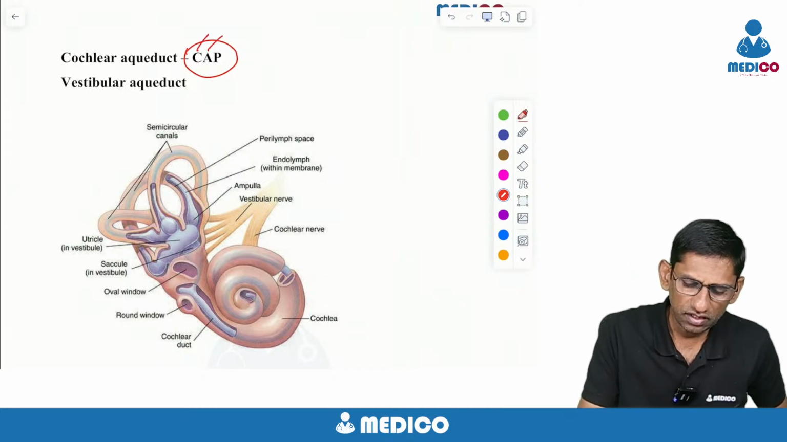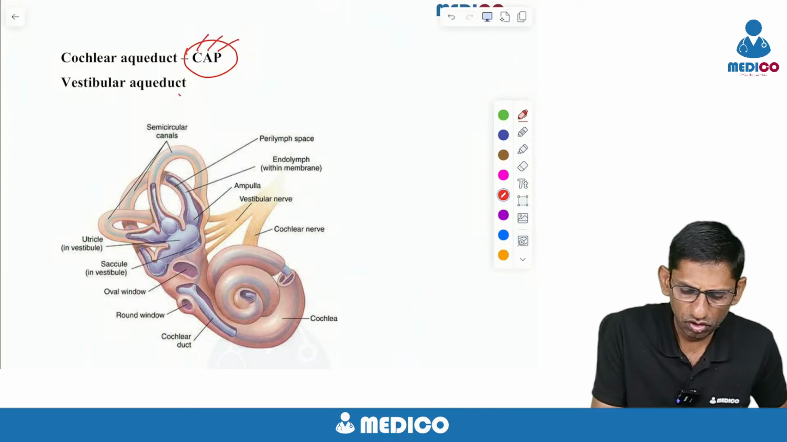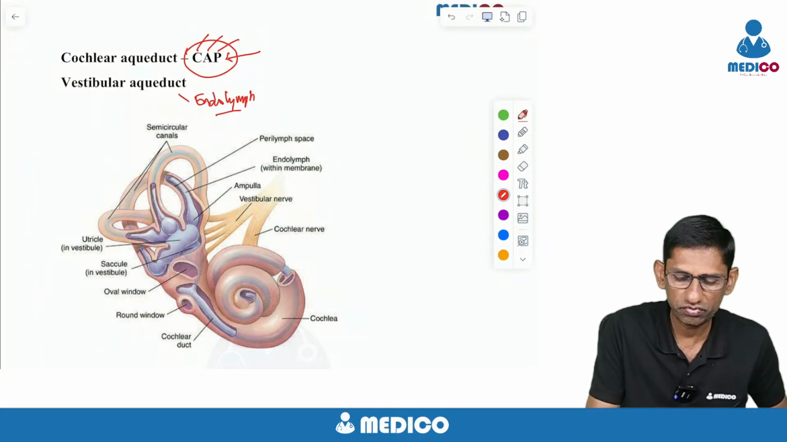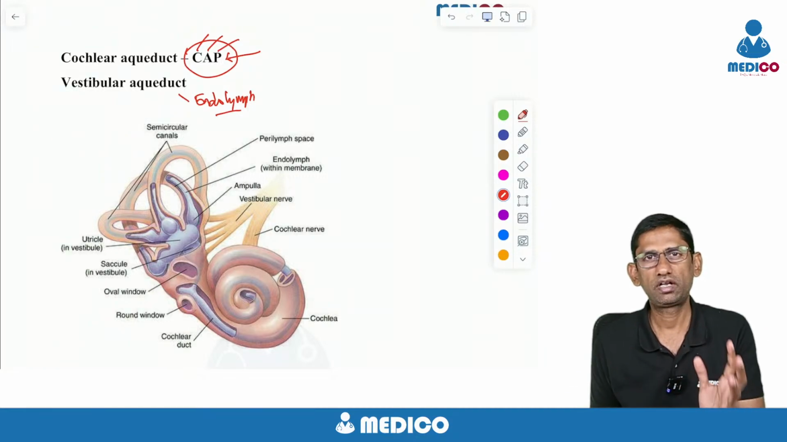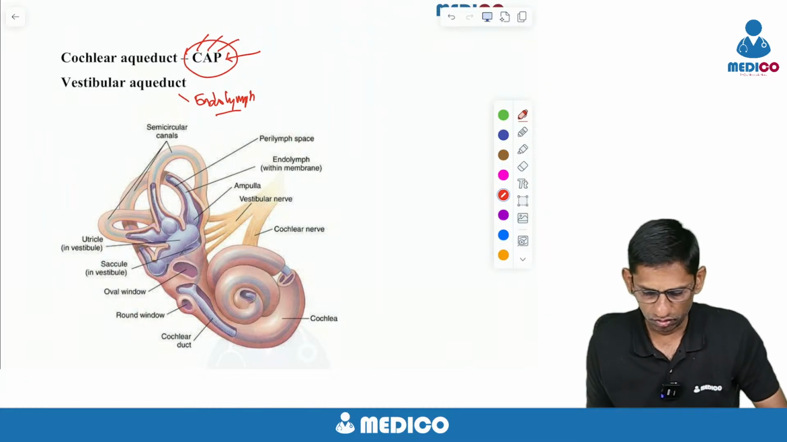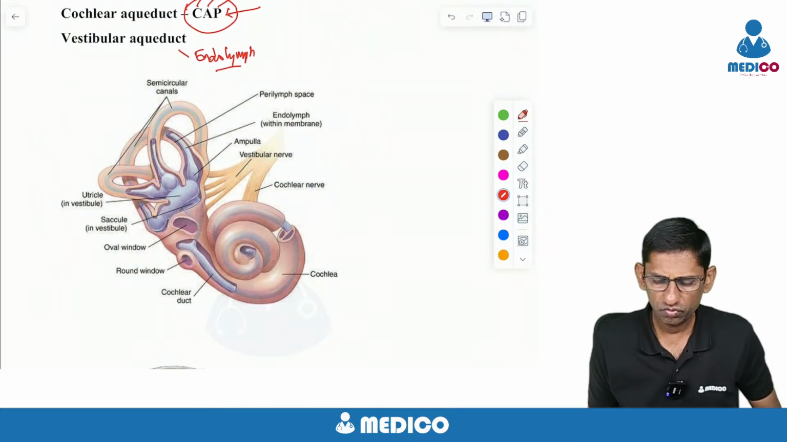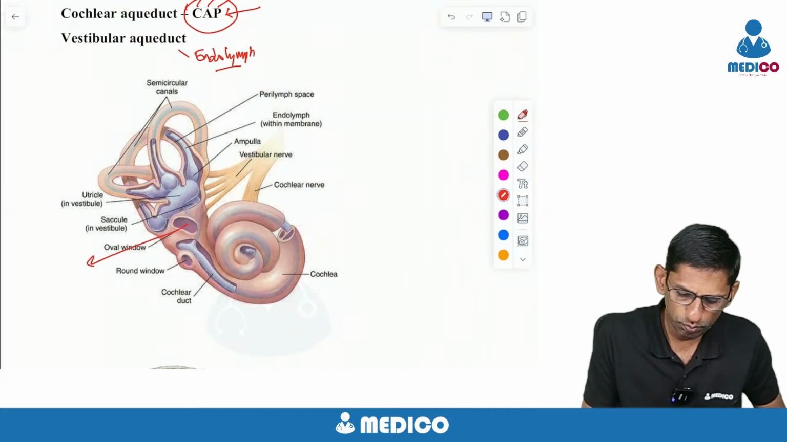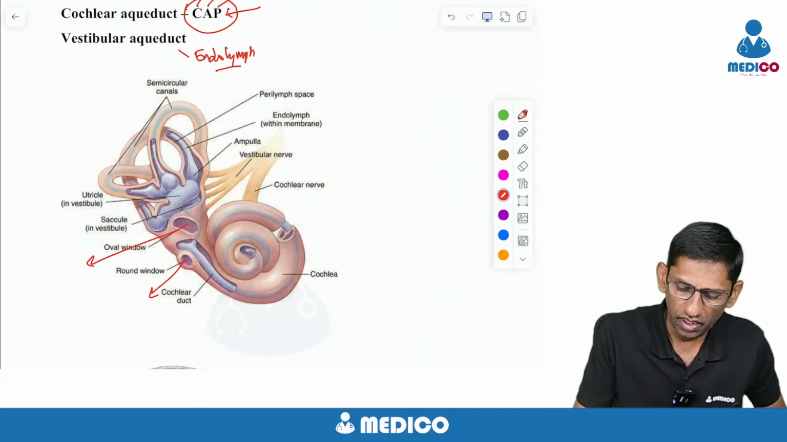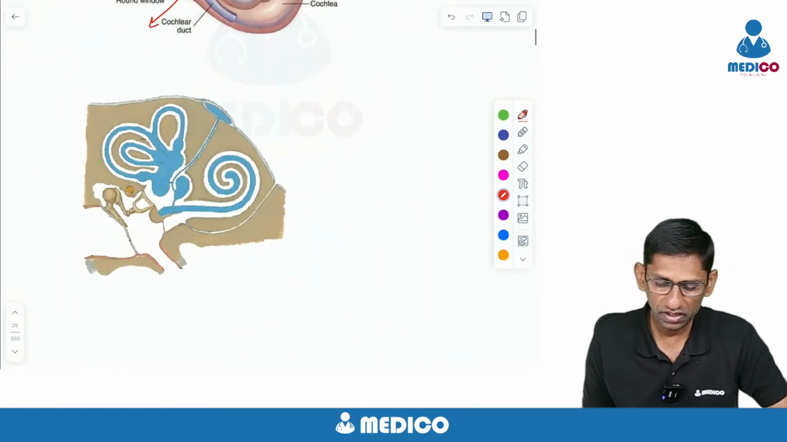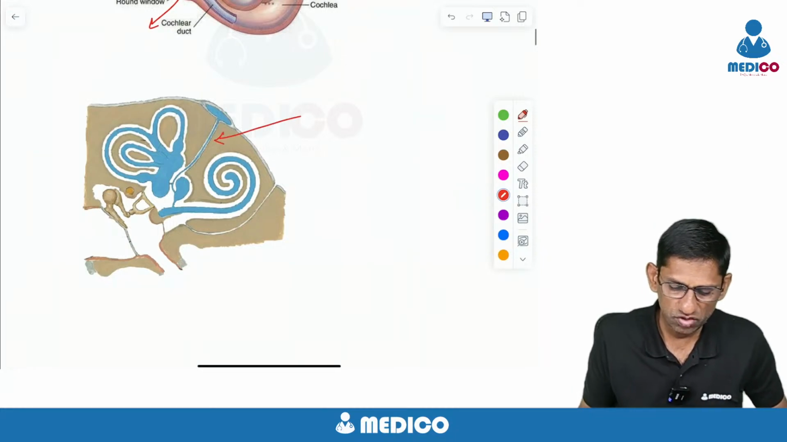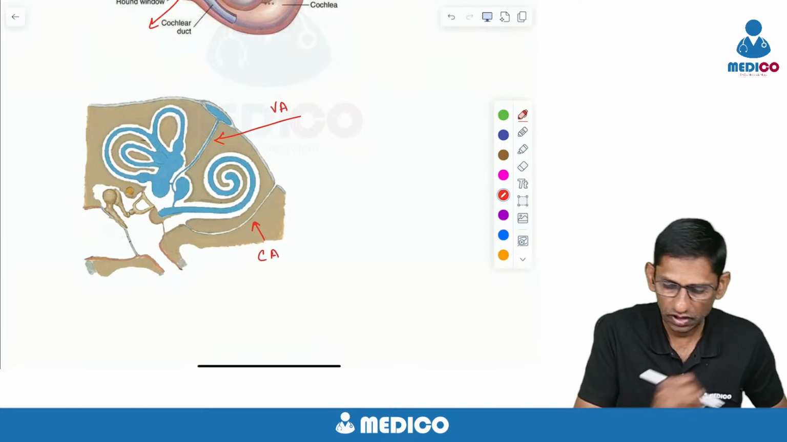Cochlear aqueduct carries perilymph, and the vestibular aqueduct carries endolymph. That's what CAP means. So the cochlear aqueduct is for perilymph drainage and endolymphatic drainage is through the vestibular aqueduct. Around the inner ear, we have openings: the oval window is one opening, the round window is another, and the internal acoustic meatus is the third. And we have two more openings called the vestibular aqueduct and the cochlear aqueduct.